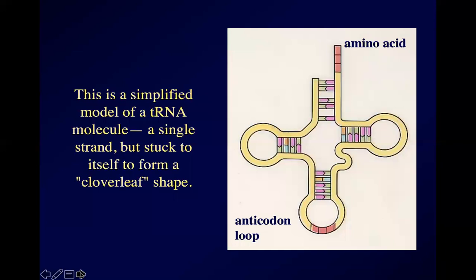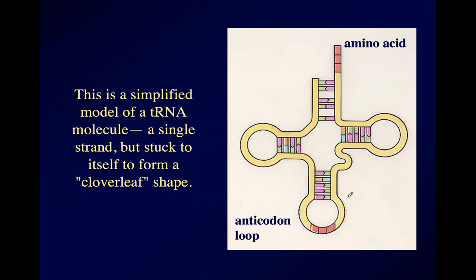So there's a simplified model of a transfer RNA molecule. An actual one, if you could see it, would look a little more twisty than this, but this will give you the general idea. It's a single strand, but there's several places where that strand forms hydrogen bonds with itself, kind of like a piece of tape that you were using to wrap a Christmas present before it started sticking to itself. And the shape is often kind of described as a clover leaf.